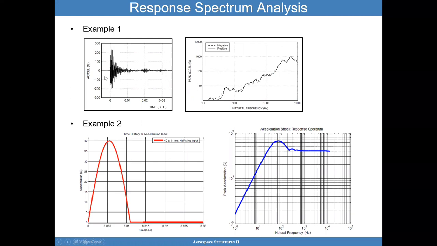So here's an example of a time history of acceleration. And you can see that this has been converted into a peak acceleration input. Here's another example, which is this impulse here, which is a half sine wave. And then this is the corresponding SRS that we find. And these will be inputs into the finite element analysis that can be performed to calculate the absolute highest stresses and deflections. And again, you could do this analysis in the time domain, but you could also simplify the analysis by selecting modes of interest and then calculating the response using this response spectrum analysis.